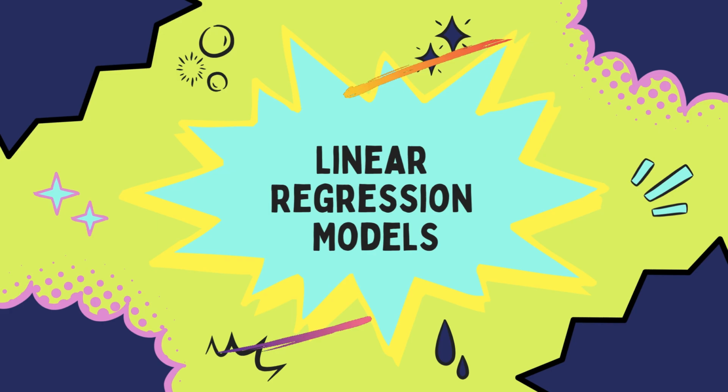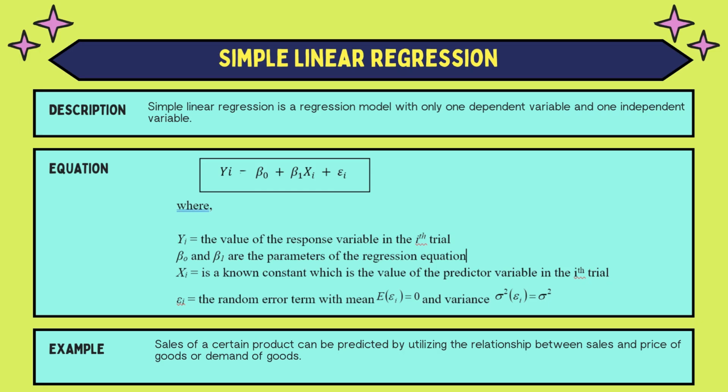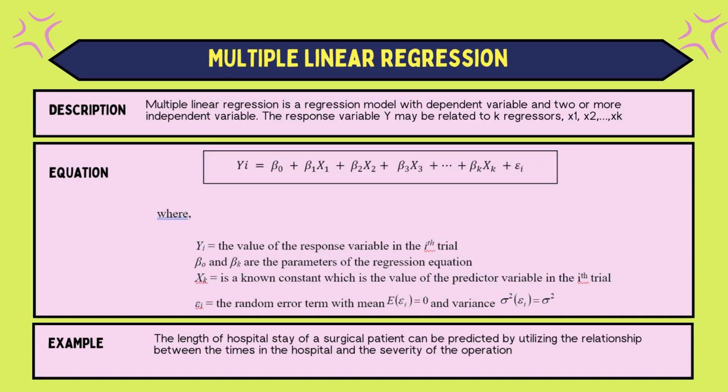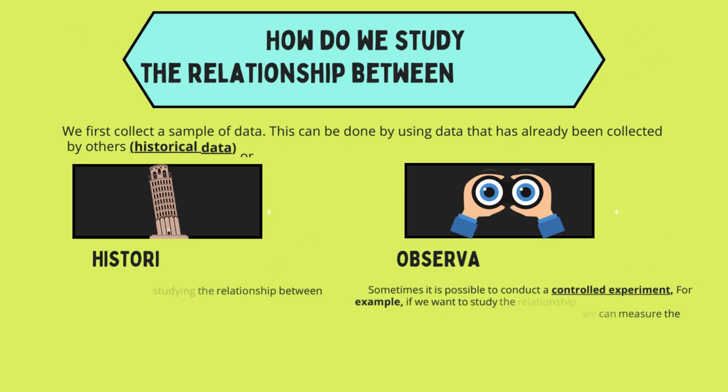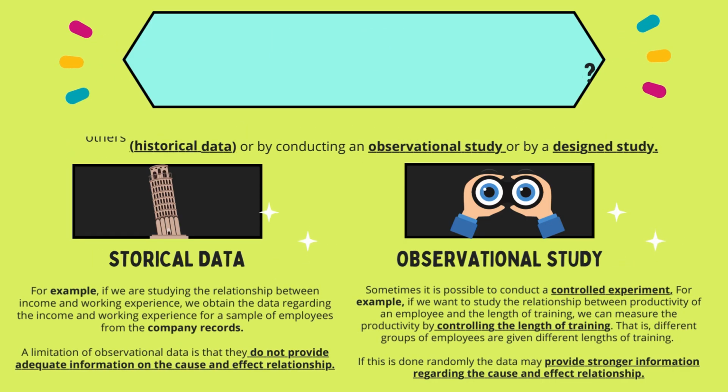The overview of simple linear regression (SLR) and multiple linear regression (MLR) are as follows. The differences between these two regression methods are: SLR involves only one independent variable, while MLR can include more than 2 variables as the independent variables. The historical data or observational study will be used to collect the sample of data.